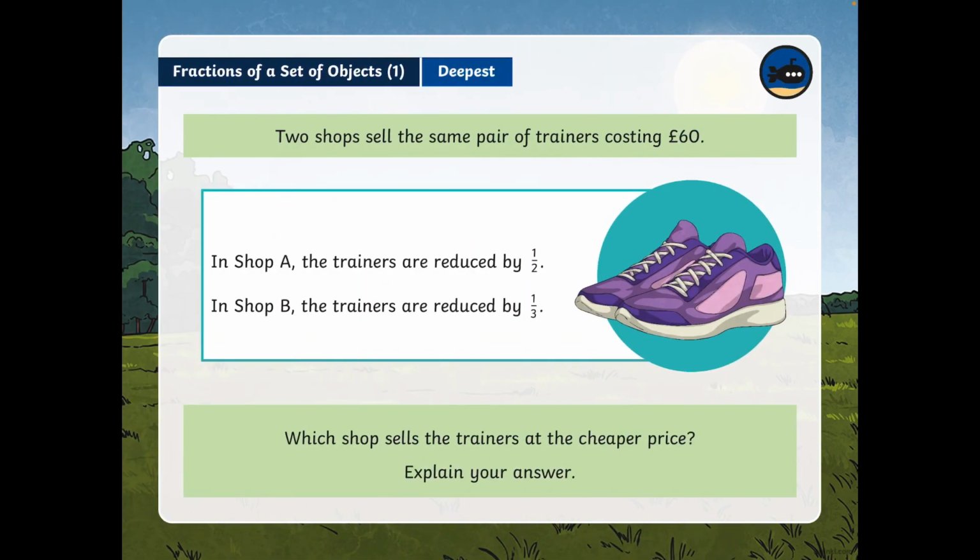2 shops sell the same pair of trainers costing £60. In shop A, the trainers are reduced by a half, and in shop B, the trainers are reduced by a third. Which shop sells the trainers at the cheaper price? Explain your answer. This is a tricky word problem, Year 4. This is a real red challenge, possibly even a super challenge. See if you can work it out with your grown-ups. Which shop would you buy the trainers from?